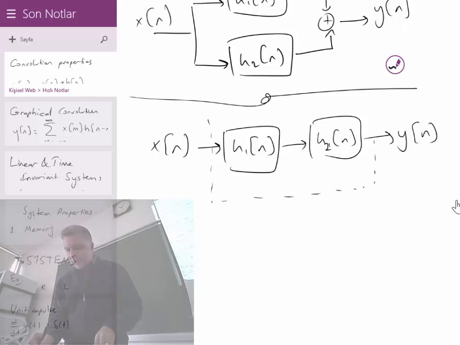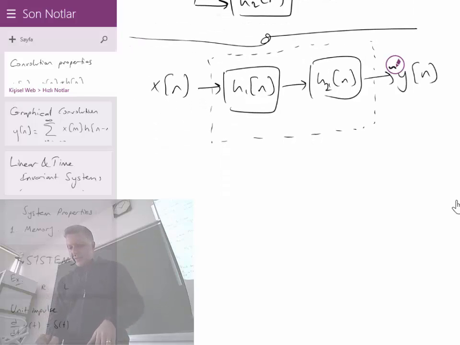Suppose that we have a larger system here with input x and output y. What is the impulse response of this H equivalent system? Series, yes. What is H equivalent of n in terms of H1 and H2? H1 times H2 is one proposal. Any other guesses? It's not summation. Summation was the previous.